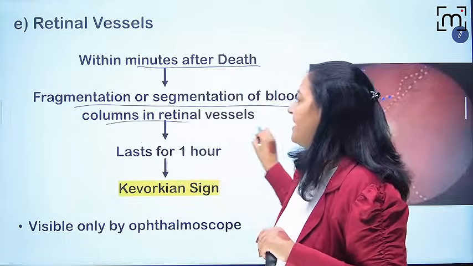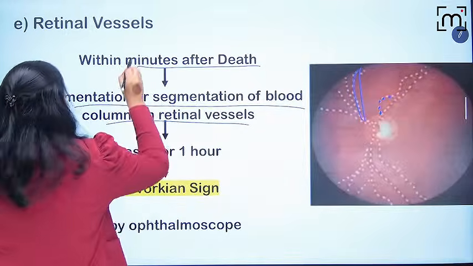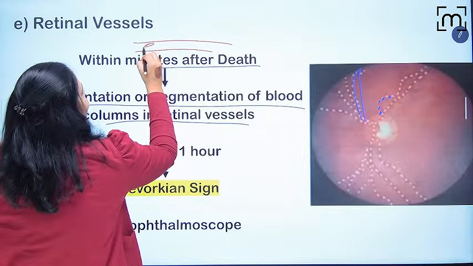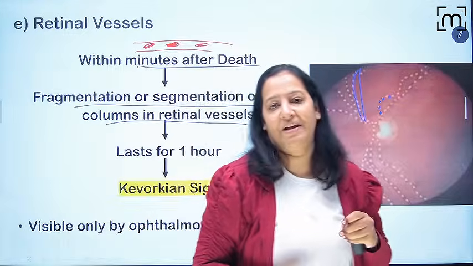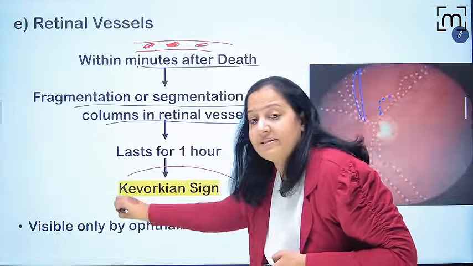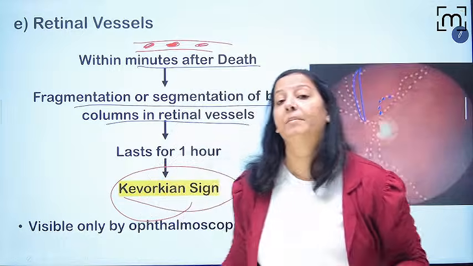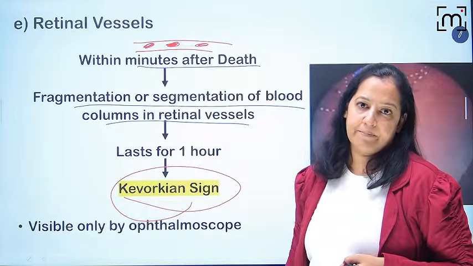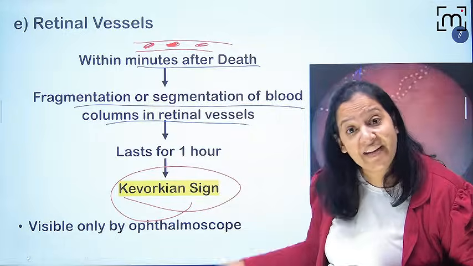They form columns in the retinal blood vessels. Suppose this is one of the retinal blood vessels. So blood is like this. So blood gets fragmented. This is known as fragmentation or segmentation. And this sign is known as Kevorkian sign. It's a very important MCQ, an image-based question for your competitive exam, and a short question for your university exam. Kevorkian sign, never forget. It is fragmentation of the retinal blood vessel.